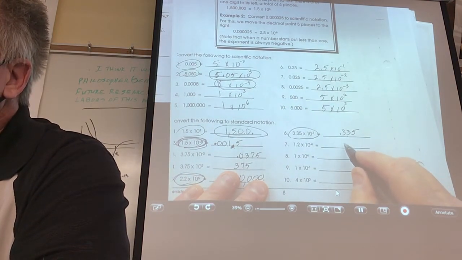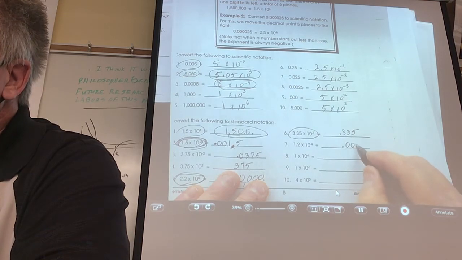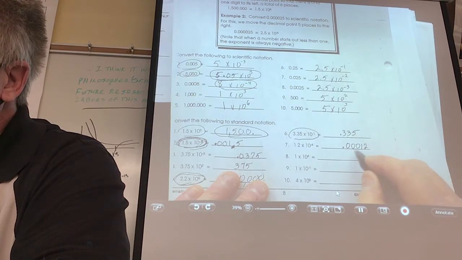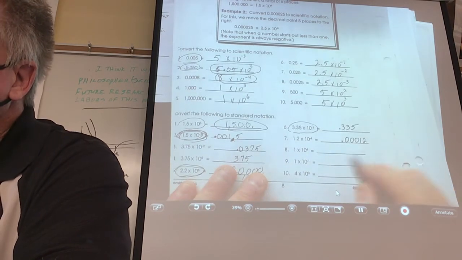It's a small number, yes, and you're going to move it over 4 places to the left. So it's going to be 0.00014. So it was here, and you moved it 1, 2, 3, 4. That's good. Very good. Next.